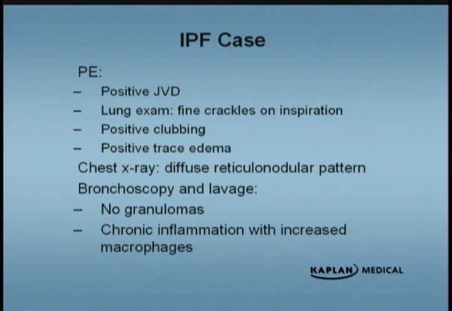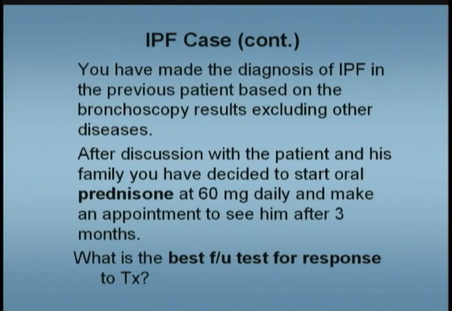And there's a lot of other things. I didn't find eosinophils there that would point to eosinophilic pneumonia and so forth. So I'll make the diagnosis because I've excluded all the other stuff and because this person fits the pattern of idiopathic pulmonary fibrosis. Now here's the question. You have made the diagnosis of IPF in the previous patient based on the bronchoscopy result, excluding other diseases. After discussion with the patient and his family, you have decided to start oral prednisone at 60 milligrams daily and make an appointment to see him after 3 months. What is the best follow-up test for response to treatment?